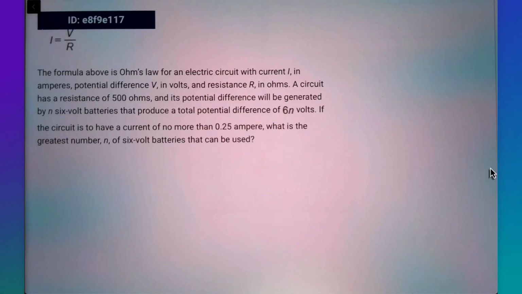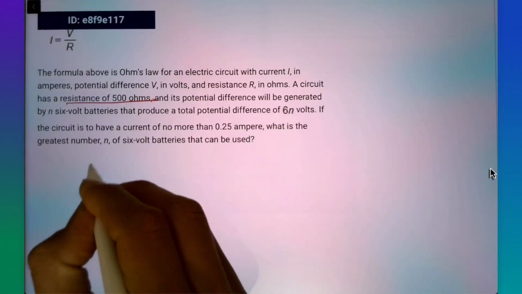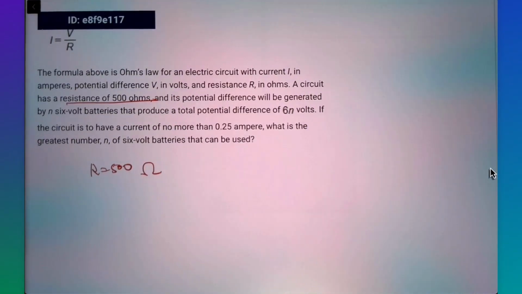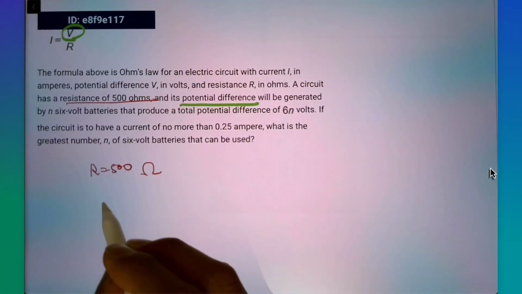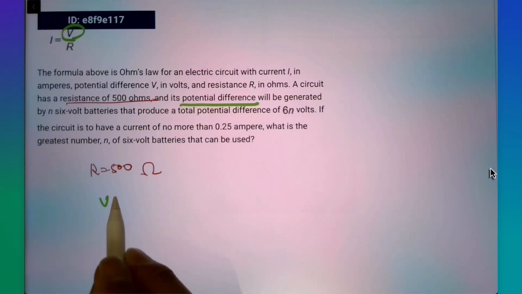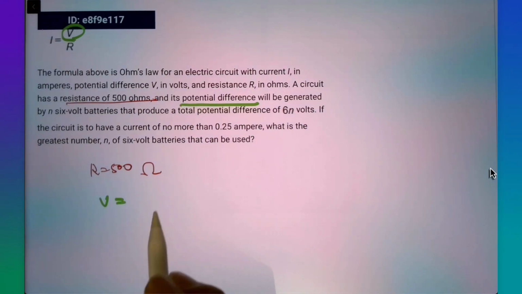So the formula above is Ohm's law for an electric circuit with the current I in amperes, potential difference V in volts, and resistance in ohms. A circuit has a resistance of 500 ohms. Okay, so R equals 500 ohm, and its potential difference will be generated by N 6-volt batteries. Potential difference has to do with the V here.